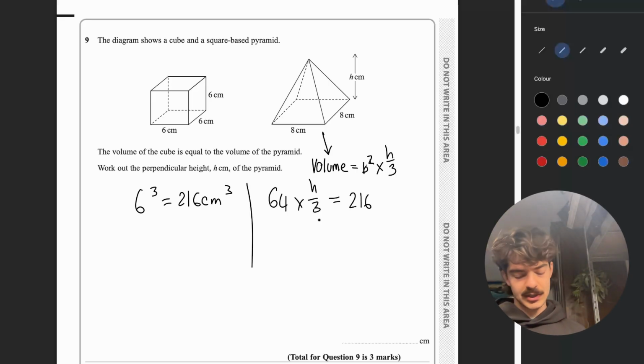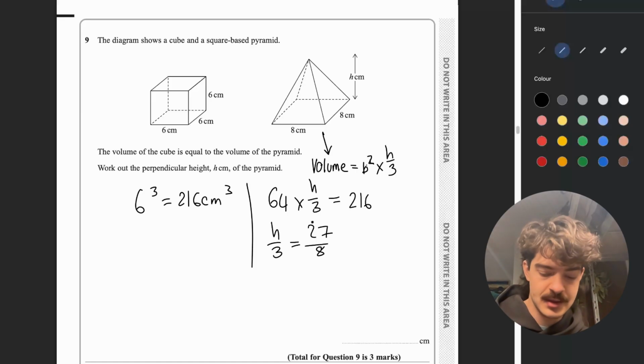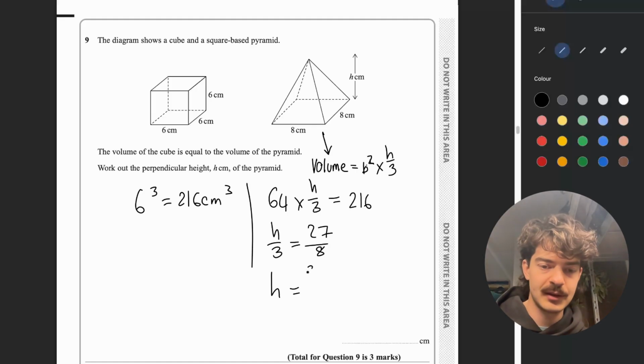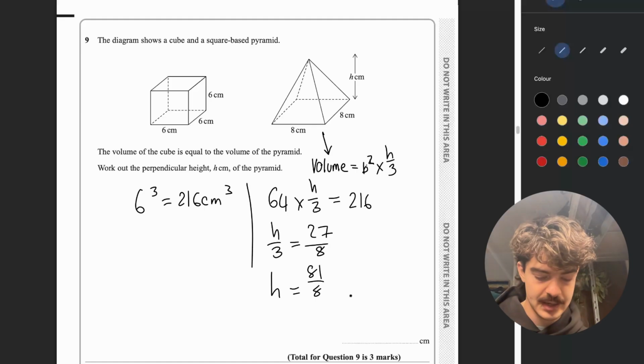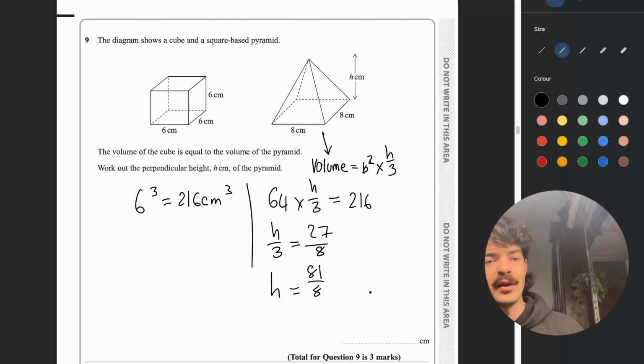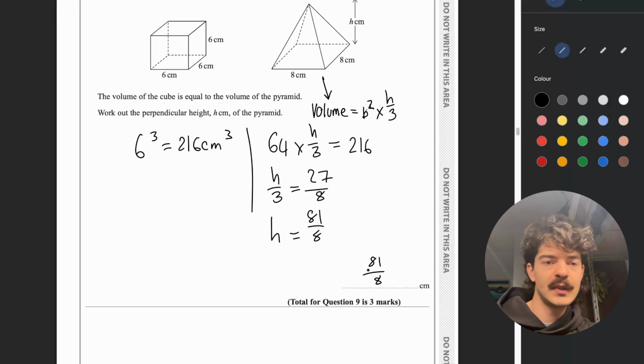Let's see what we can do. So 216 divided by 64, we'll get h over 3 is equal to 27 over 8. And now we can just multiply this by the denominator 3 over here. So times by 3, 81 over 8. Do we need this as a decimal? No, we don't. But it's about 10.125 if you have it as a decimal. So yes, 81 over 8. Nice.